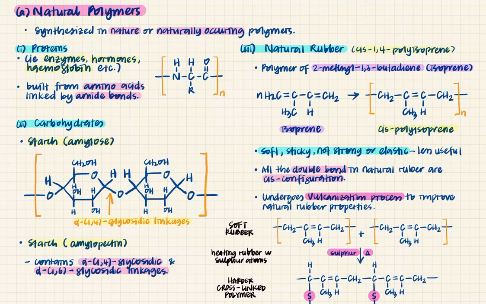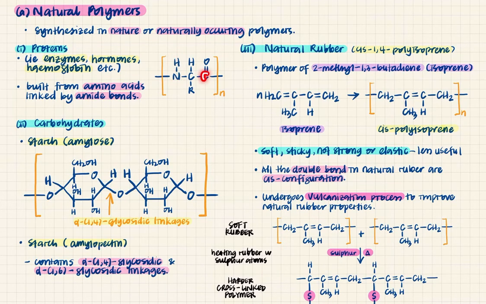So for proteins, okay, they are built from amino acids. So kita dah belajar kan amino acids, so they are linked by amide bonds atau peptide bonds. Alright, so here this is our peptide bond. If you can see here, ni peptide bond ke?